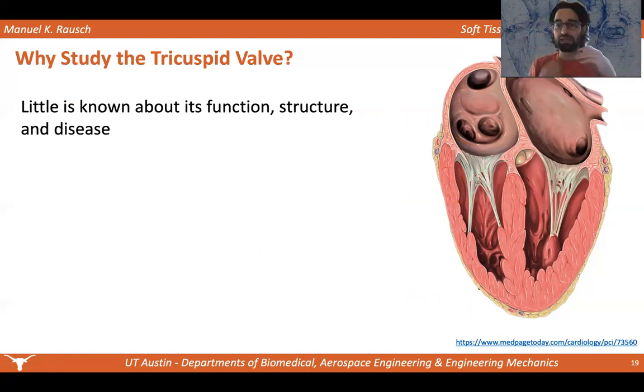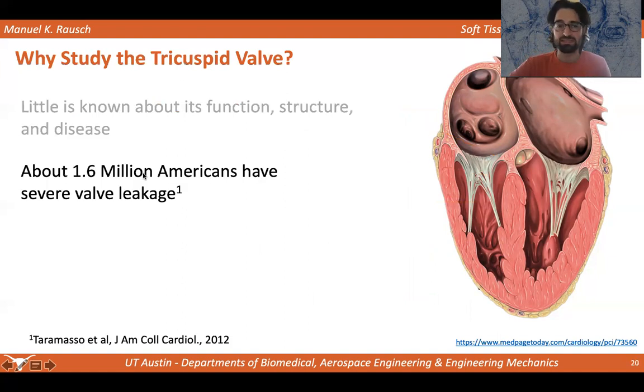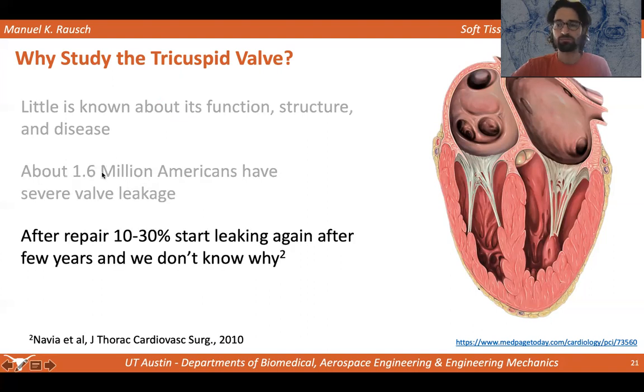Well, first of all, again, this may look familiar, little is known about its function, structure, or disease. Which is shocking because about 1.6 million Americans have severe leakage. And that means these patients are exercise intolerant, they're short of breath, and the quality of life is relatively low. In many, it's not repaired because we don't really understand what's going on, so it's hard to repair.